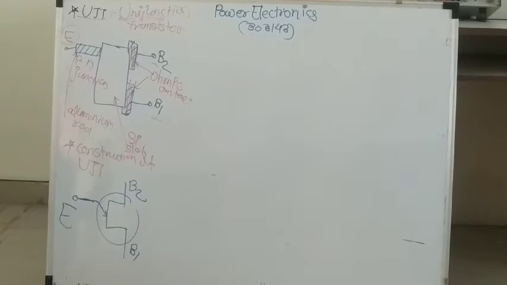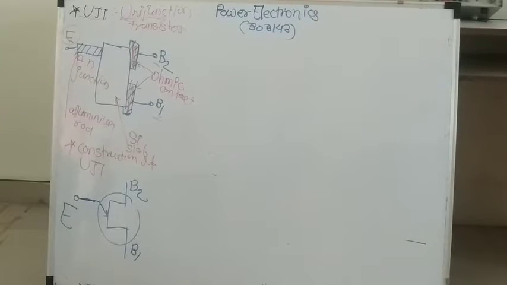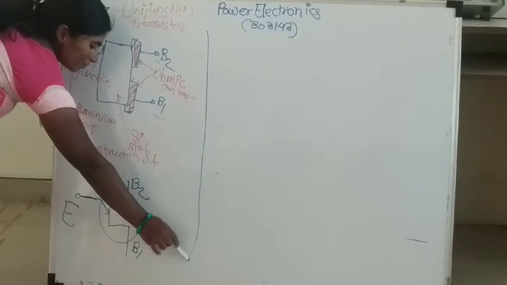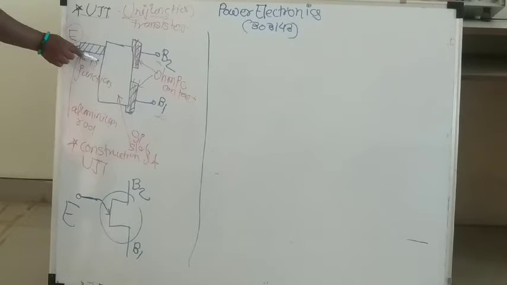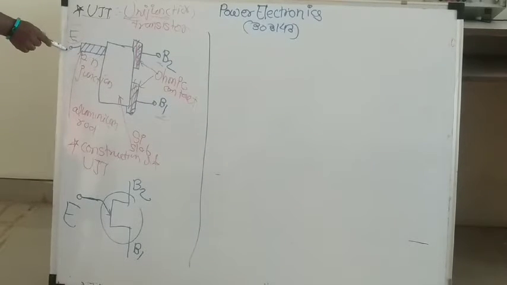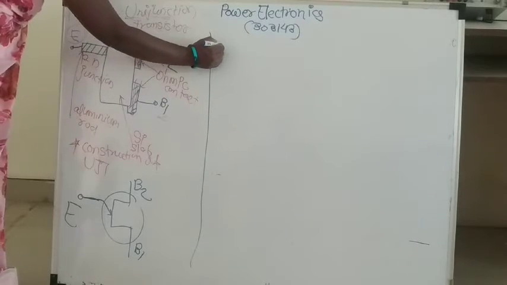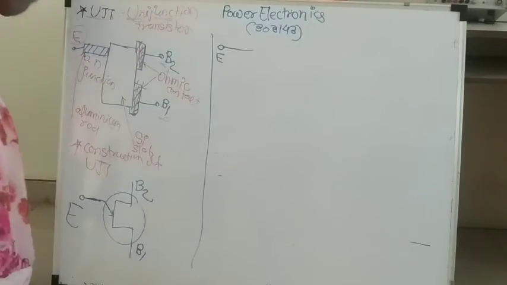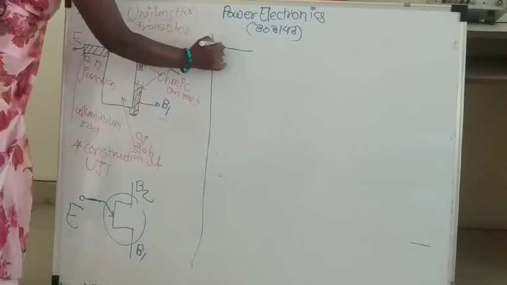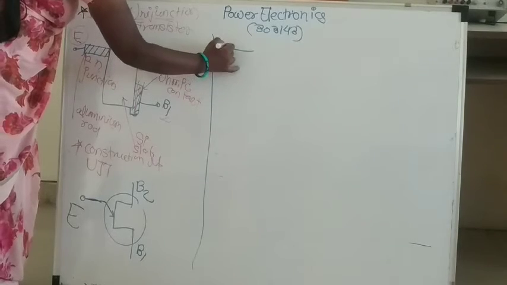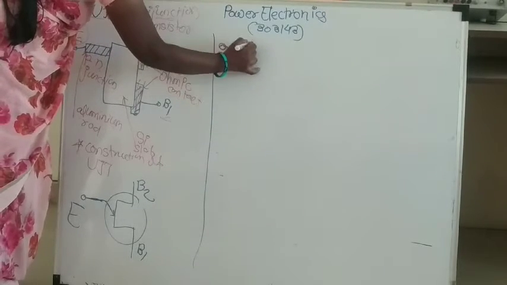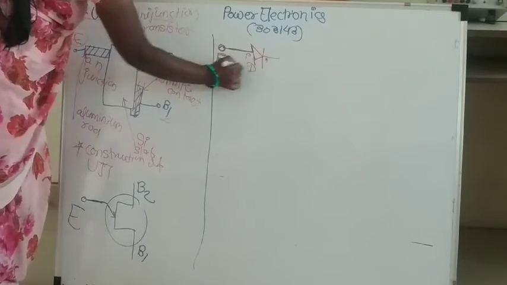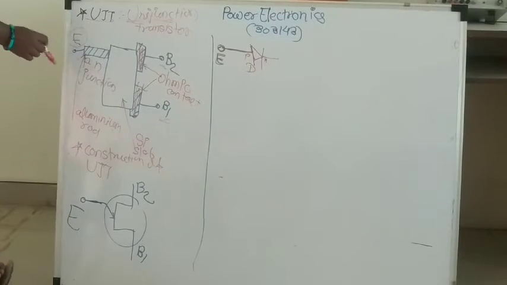Now also I will draw the equivalent diagram for this UJT. Now see, this is the PN junction and the emitter terminal is brought out for this PN junction. Hence here this is the emitter terminal. After that a PN junction diode is there. This is a P type, this is the N type. Call it a diode. PN junction diode is there.